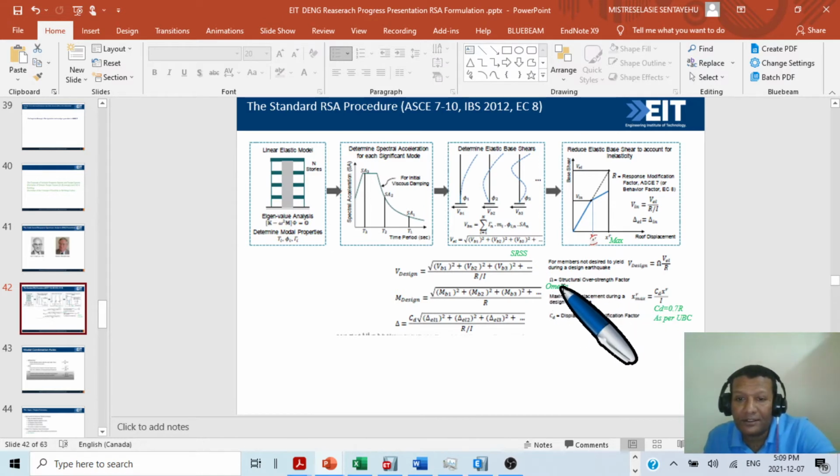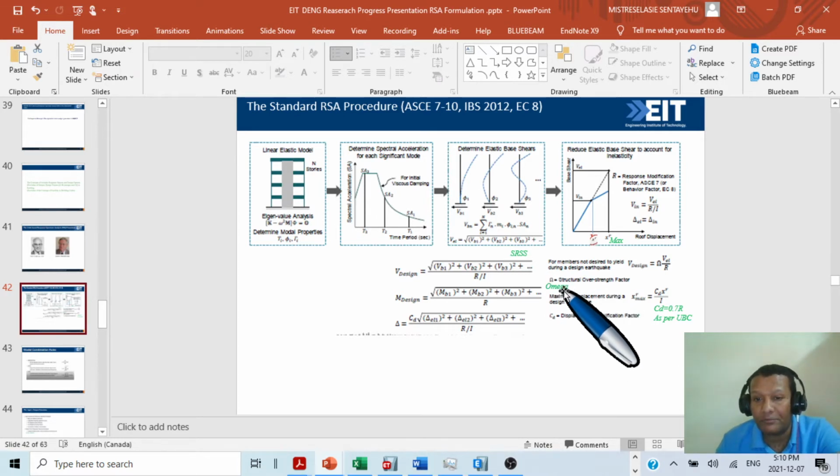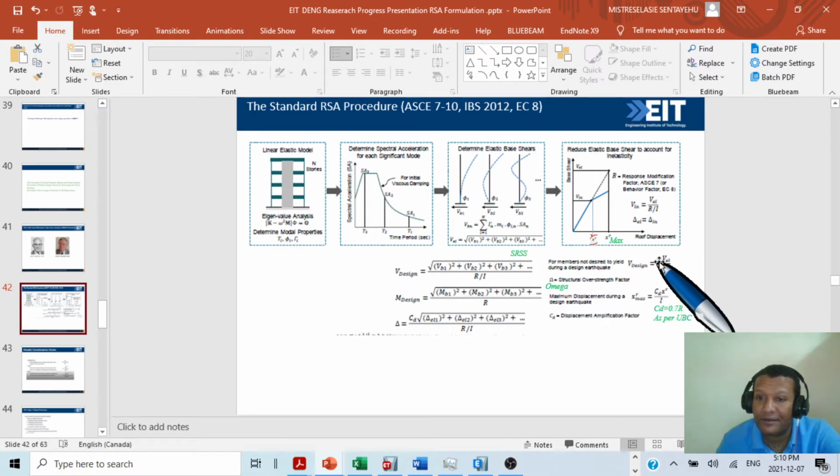So omega, we have the structural overstrength factor. This will be applied if we want some of our structures to remain elastic at the occurrence of an earthquake. So if you want some part of girder beams or other things to be elastic in that period, we will apply omega, for members not desired to yield during a design earthquake. Omega times V elastic over R will be applied. So we will see this also in the next.